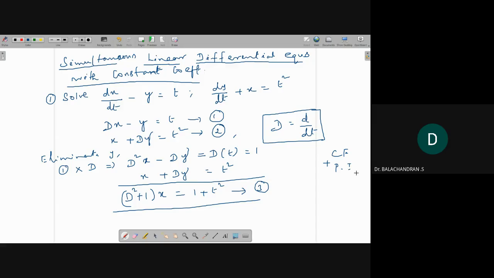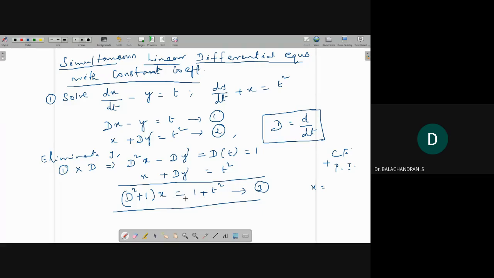X. Very good, that is what I am expecting. So this is a second order linear differential equation, so from this we can find x. For this we should find the complementary function and the particular integral. If you add these two, we'll get x. So I got the answer from your side.